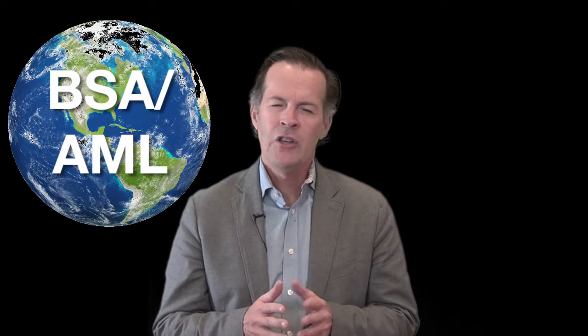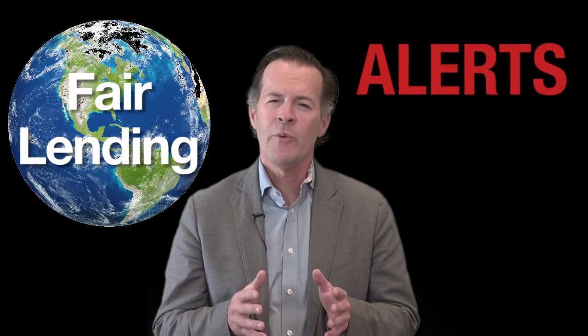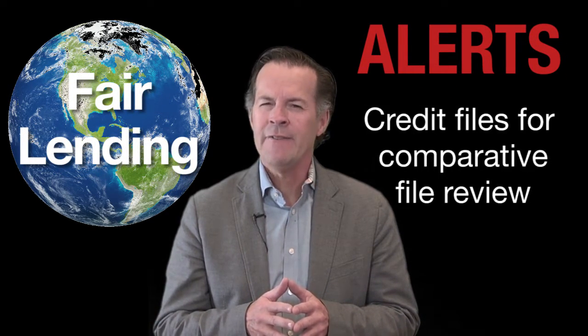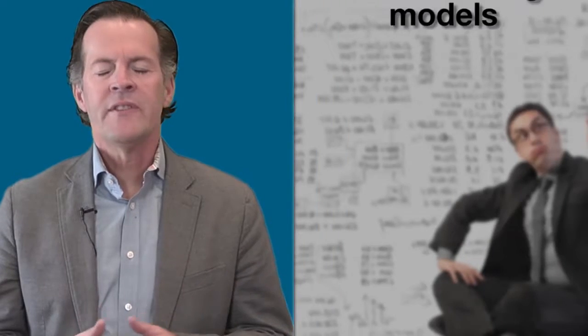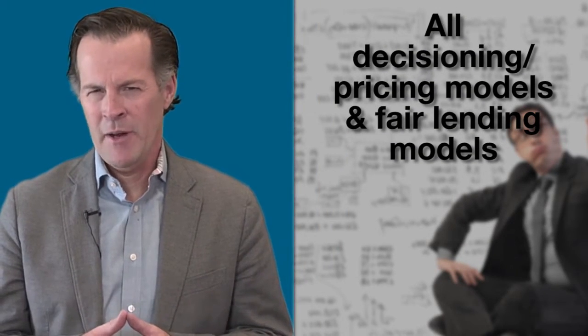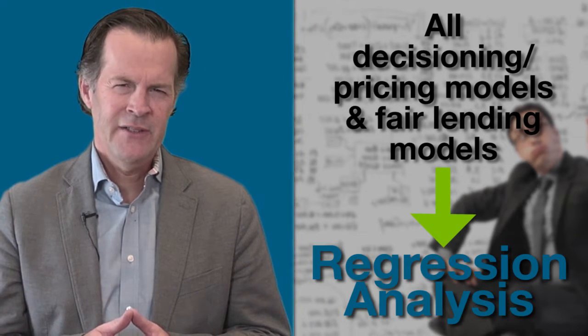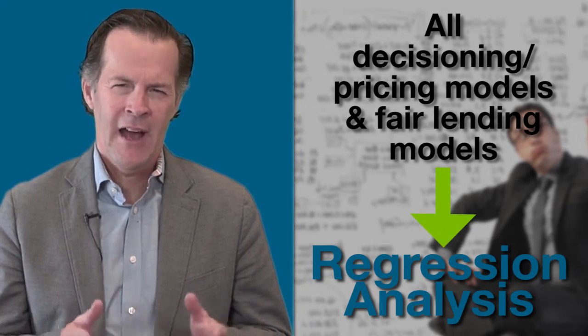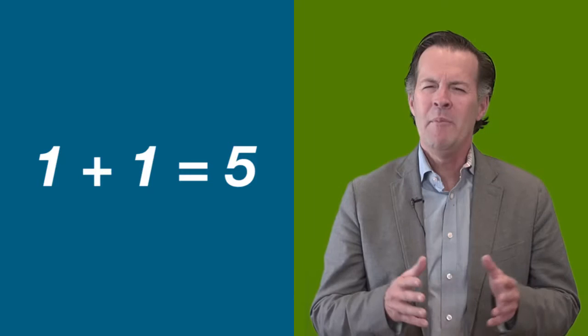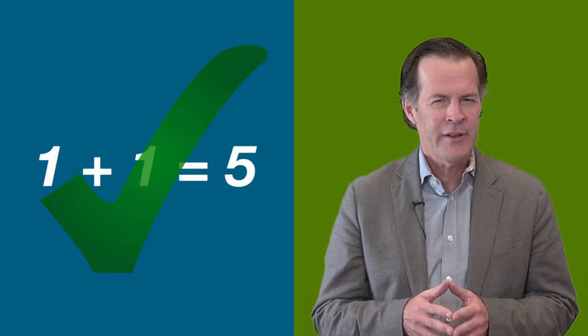In the BSA AML world, areas that need further investigation are usually called alerts. In the fair lending world, these alerts could be credit files identified for comparative file review. All decisioning and pricing models, as well as fair lending models, are based on regression analysis, using select analytical methods, principles, and algorithms. If you're familiar with these methods, you know that they are subject to potential manipulation that can vary the outcome due to the settings and interpretations. While the manipulation may be justifiable and supported, there could also be irrational anomalies that require further explanation or revision.